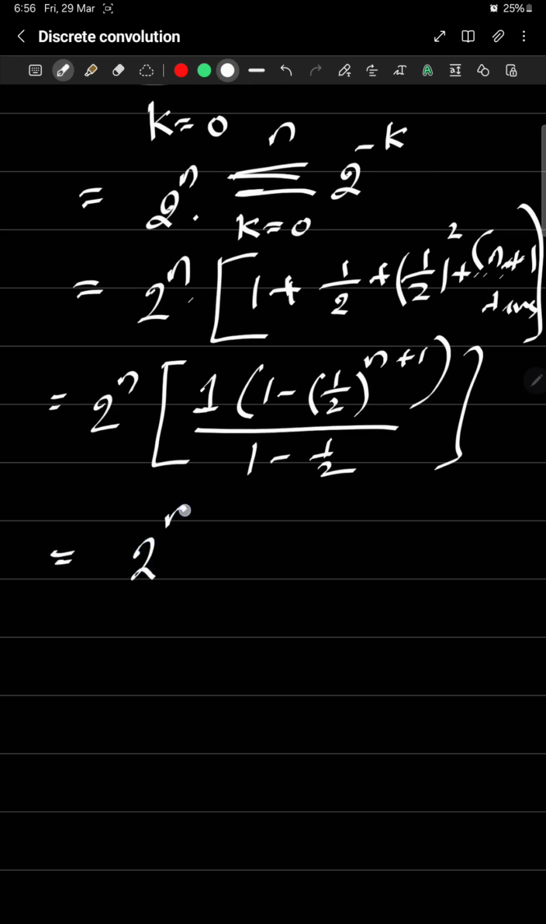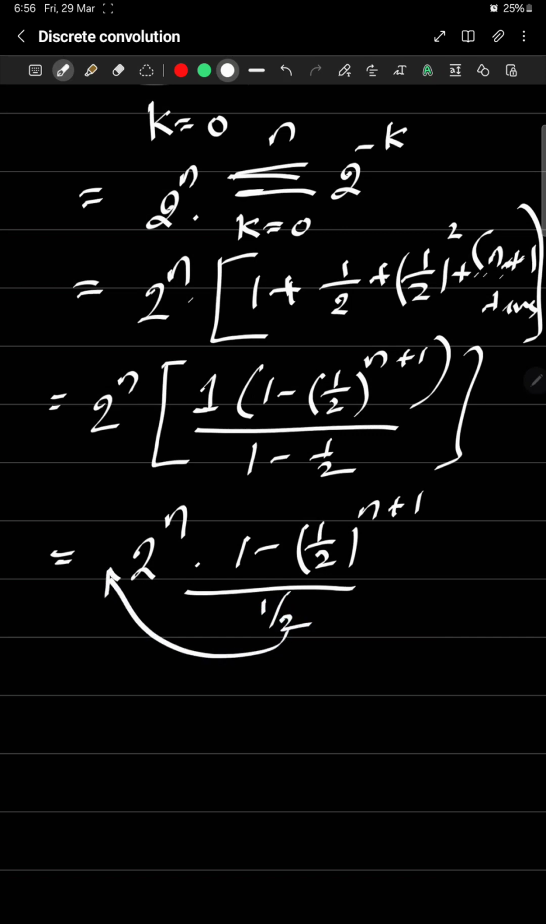So in the numerator, this is 1 minus 1 by 2 all raised to n plus 1. The denominator is 1 minus 1 by 2, which will be 1 by 2. This 2 will come here. So you can write it as 2 into 2 raised to n, or simply 2 raised to n plus 1, into 1 minus 1 by 2 raised to n plus 1.